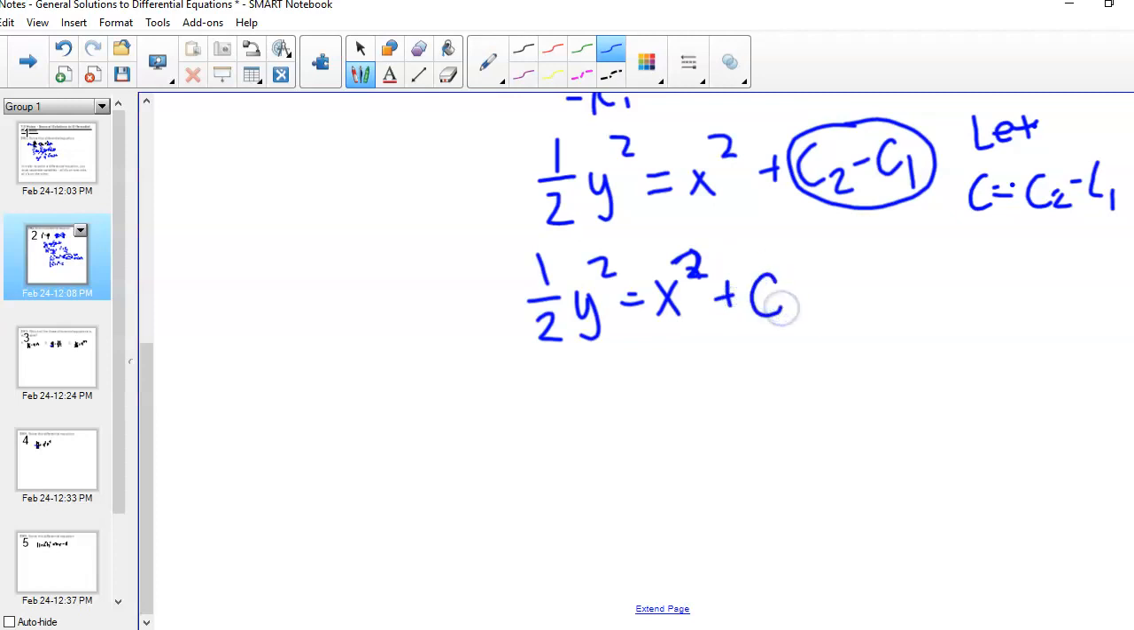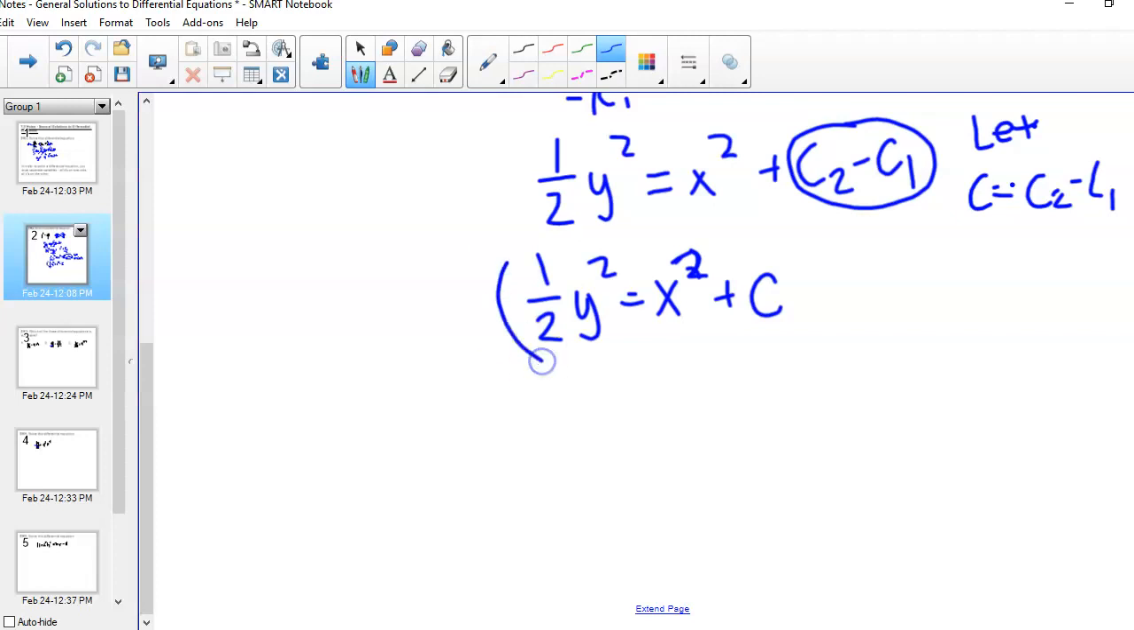plus c. And that whole business with the C1 and C2, I just did here to show you that those c's could be put together. On every problem we do from here on out, we're just automatically going to put those c's together whenever we solve the differential equation. Now, your answer might look like this.